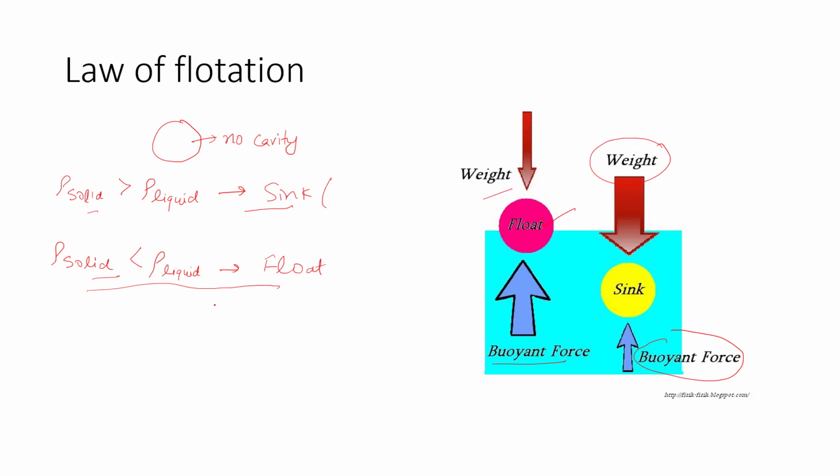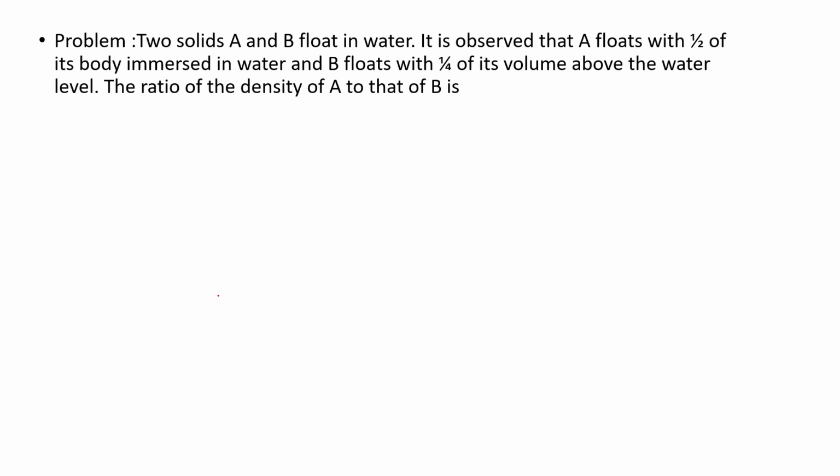Now let's move on to the next question. In this one, there are two solids which are floating in the water. It is observed that A floats with half of its volume immersed in the water and B floats with 1/4 of its volume above the water surface. Now we have to find out the ratio of densities of A and that of B.